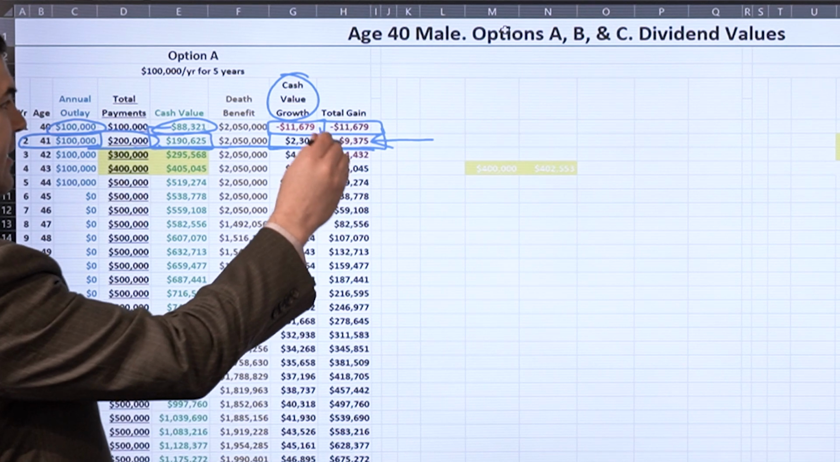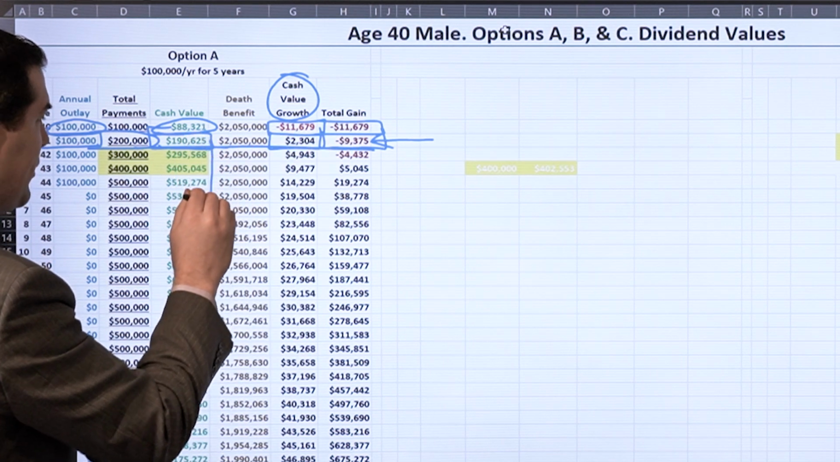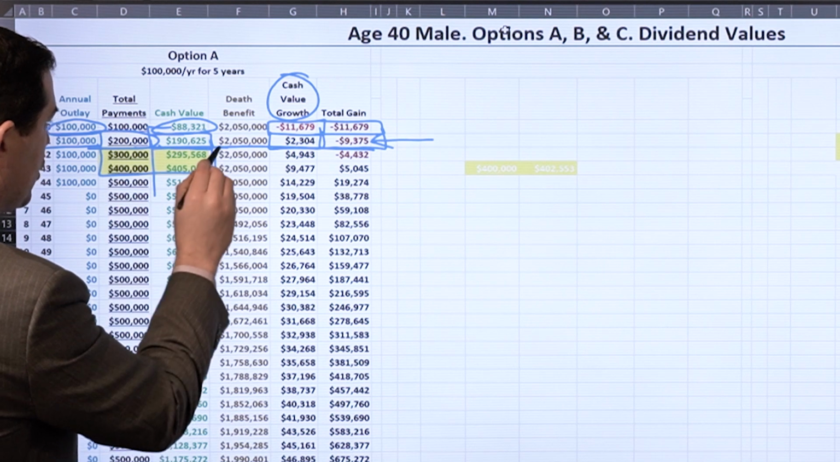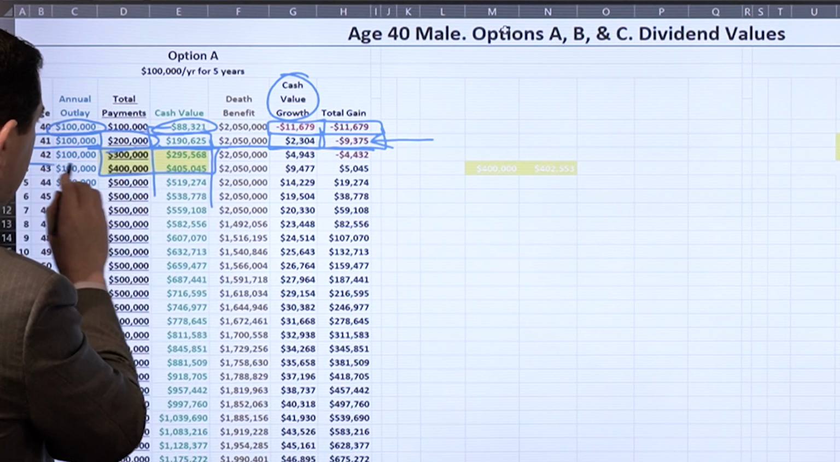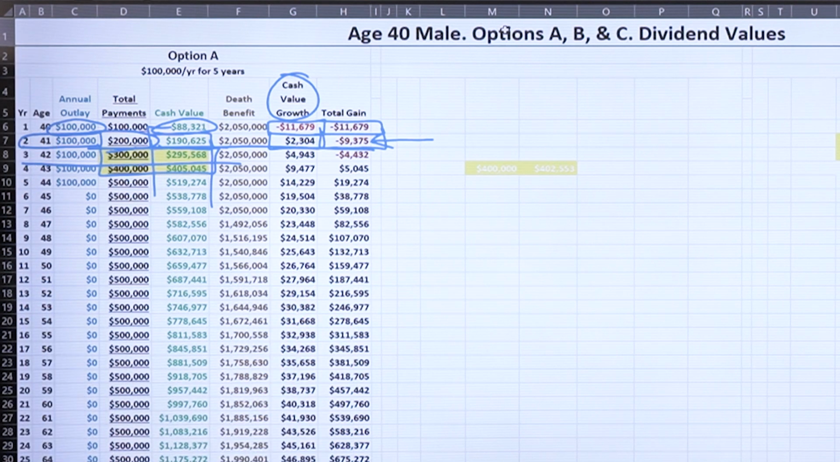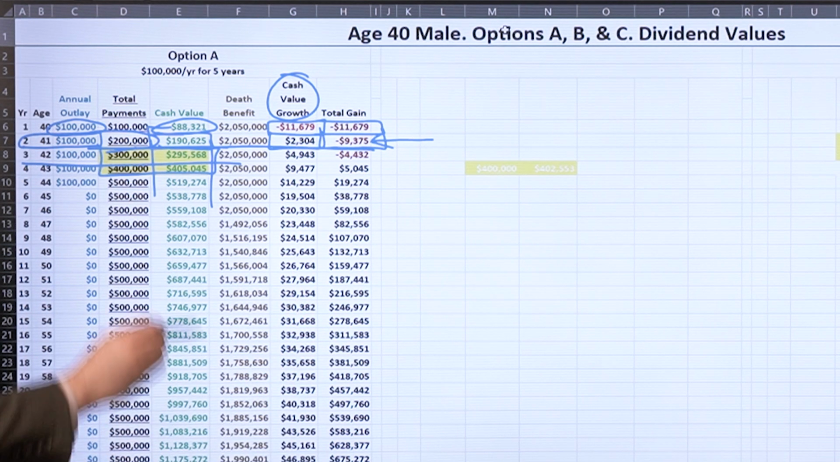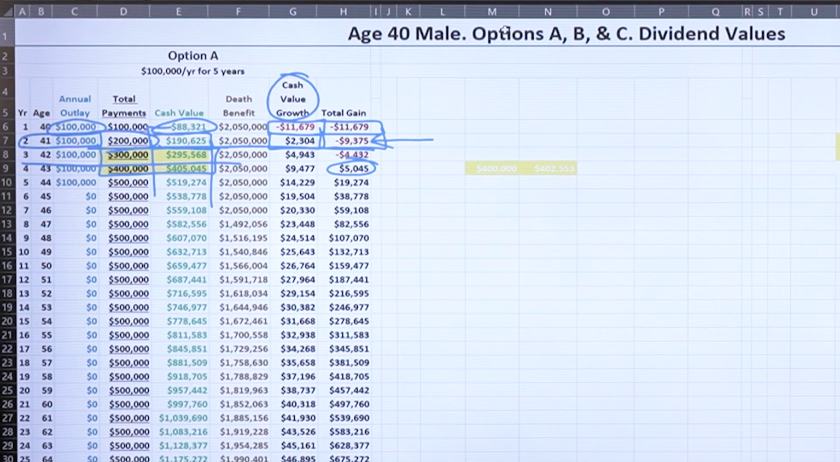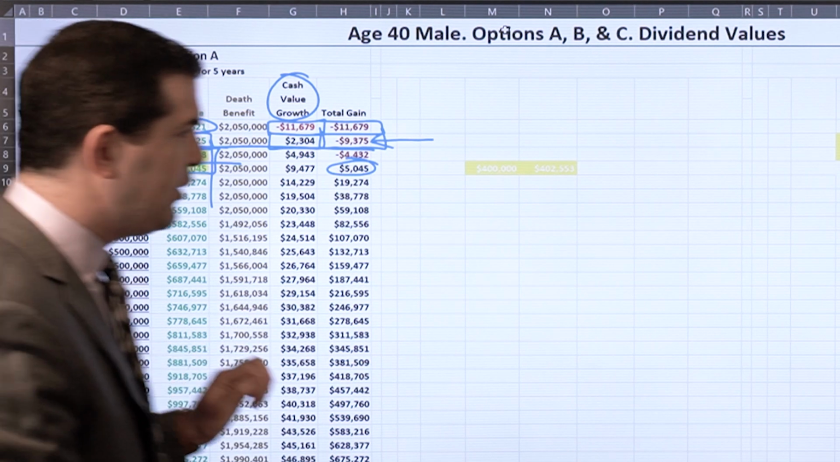So the total gain is always going to look at what the cash value is and your total payments. What's highlighted in yellow represents your break-even point. By year 4, you're at 405 in cash value. You've paid in 400. That's why you have a gain of $5,045. Now here's what I'll add.